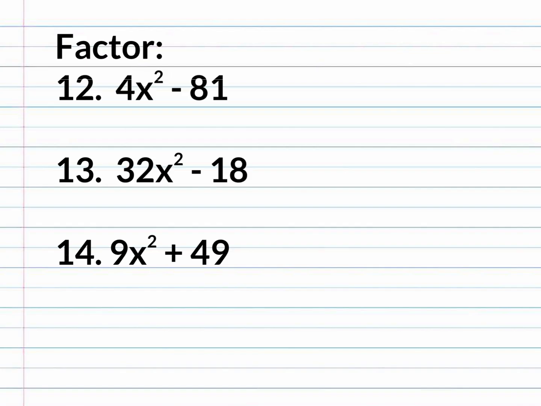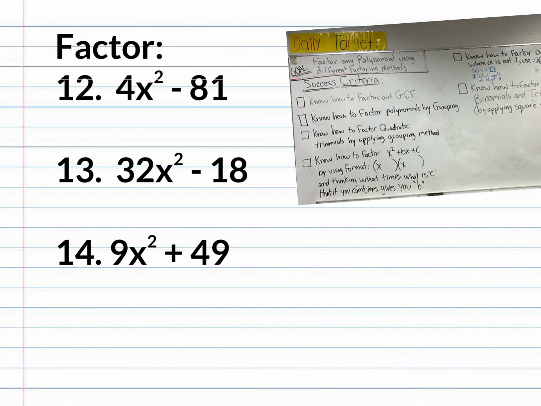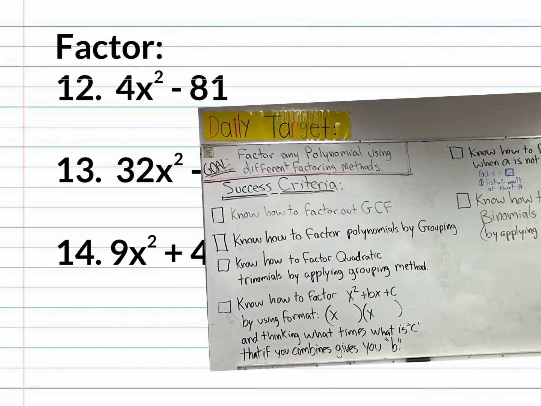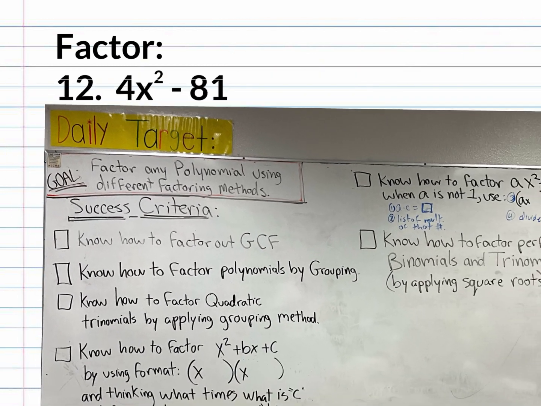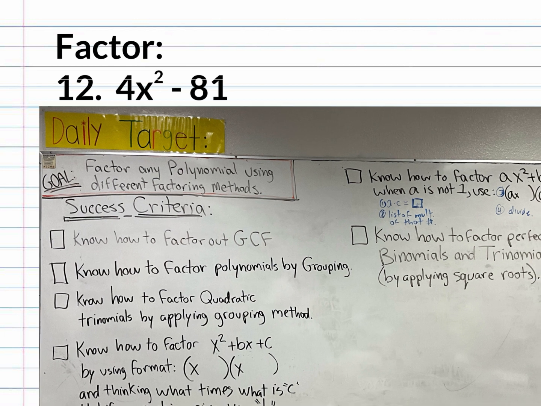Give me a second. One more section right here of factoring. Okay. Now, what kind of factoring could I apply on number 12? We may need to look at the board again, right? All right, so I want to keep the question up there. So I can't pull out a GCF because there's nothing in common in 4 and 81. I'm not going to do factoring by grouping. Obviously, this is not a quadratic trinomial, not a quadratic trinomial.